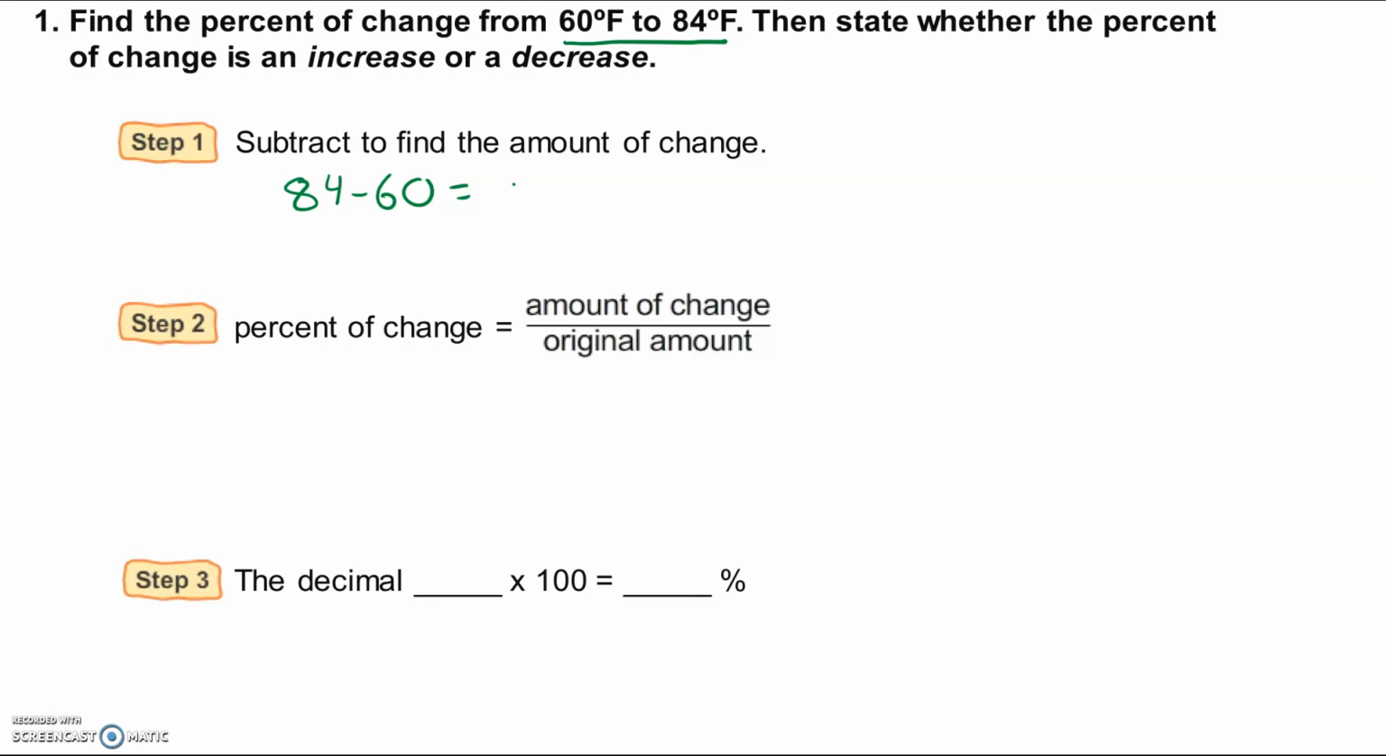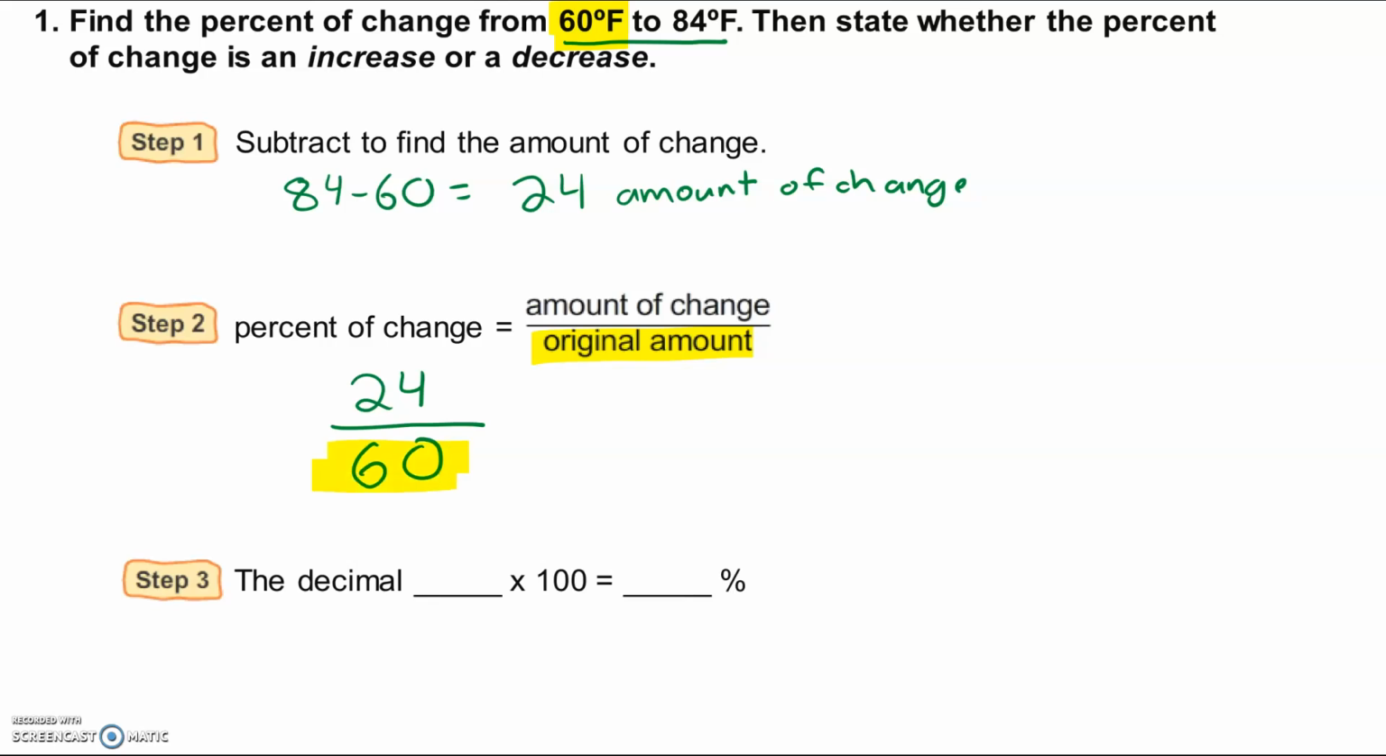84 minus 60 gives me an answer of 24. This was the amount of change, the actual number of degrees we changed. Then we set up our ratio. Percent change equals the amount of change over the original amount. The amount of change is what we just calculated, 24, from the step above, and the original amount is what we started with. We started at 60, so 60 goes right here.